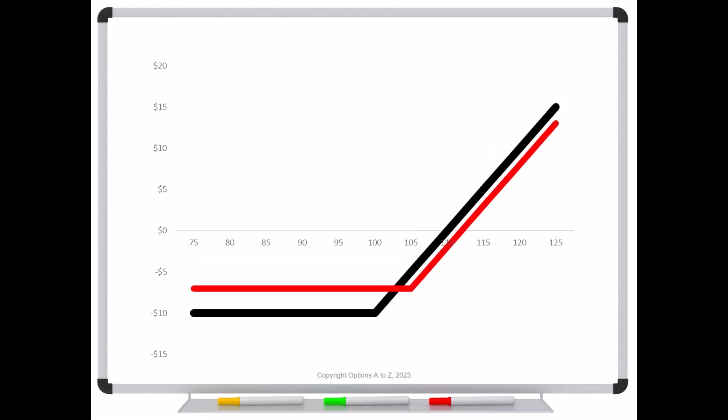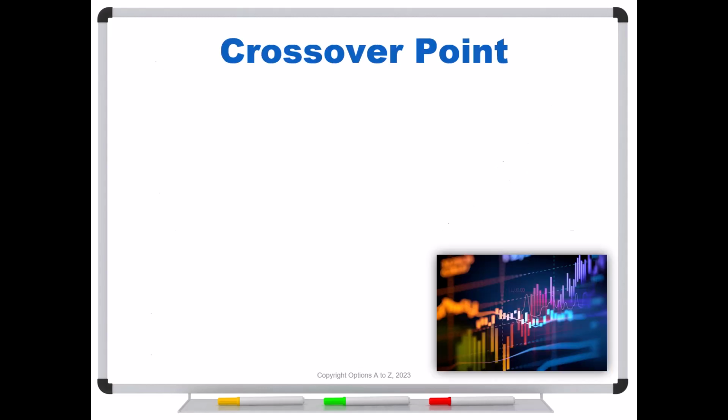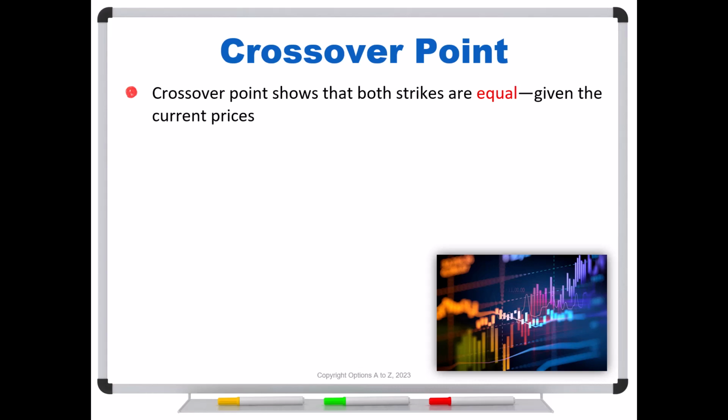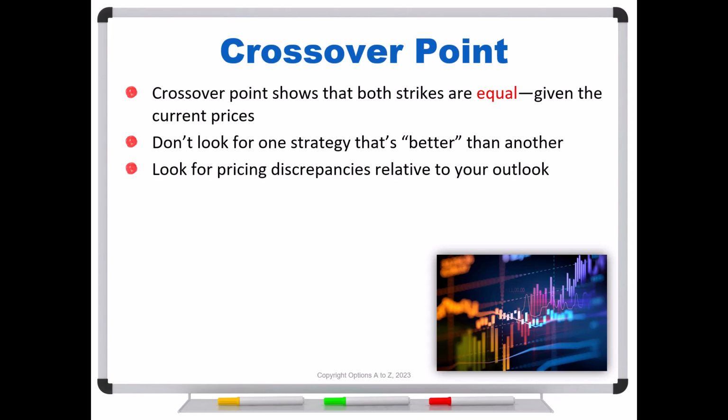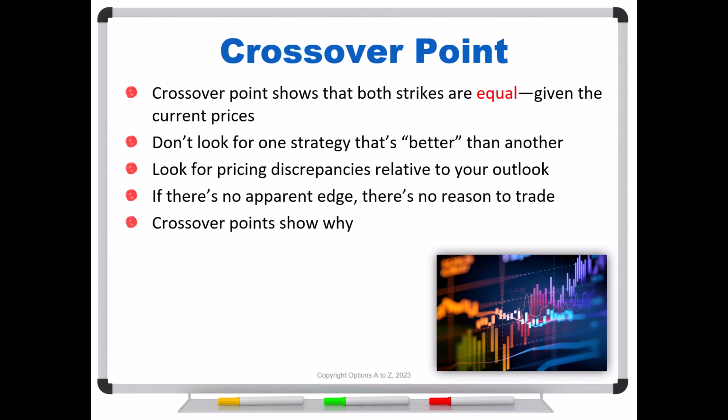Until we cross. So this is how we know for a fact that all strategies, no matter which ones you compare, will always have a crossover point. And what it shows, and this is super important, it shows that both strikes are equal given the current prices. So what you don't want to do as a trader is to try to find the best strategy or one that's better than another. What you're really doing is looking for pricing discrepancies relative to your outlook. And that's where you're going to find an edge. Because remember, if there's no apparent edge, there's no reason to trade, and crossover points show why.